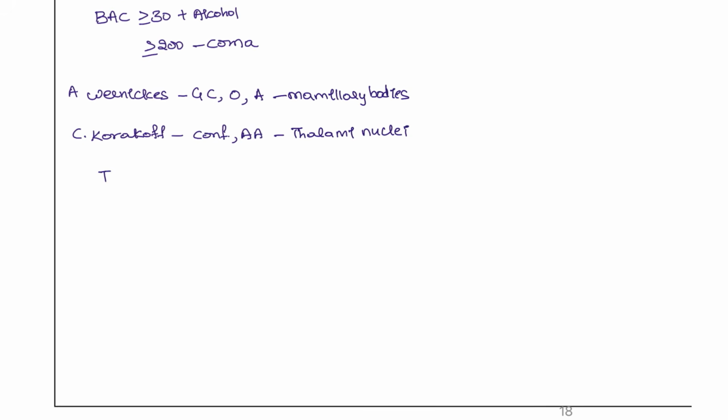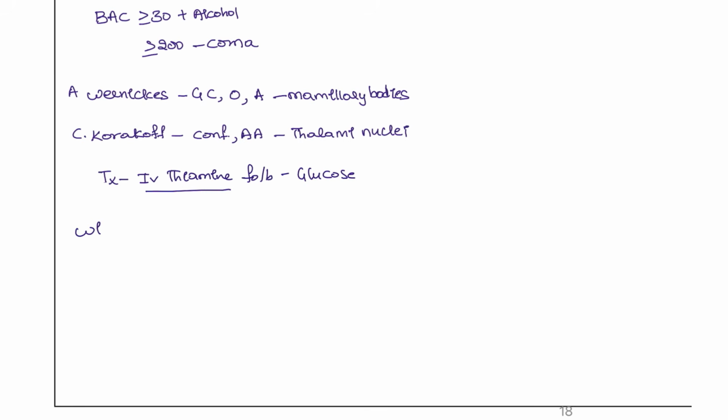So how are we going to treat these two conditions? First of all, you have to give IV thiamine. This question is asked. After that, you can give other drugs, and you can give glucose also. But the first and foremost is that IV thiamine should be given to this patient.